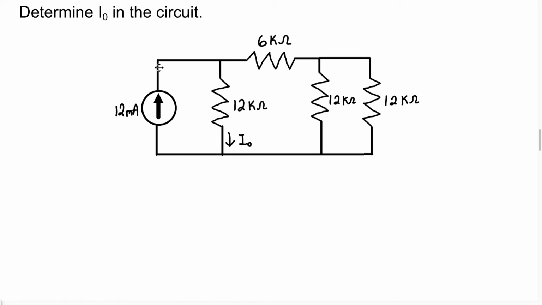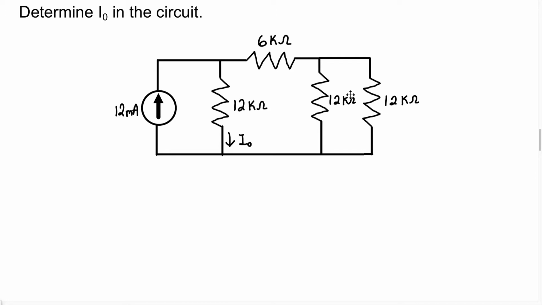Well, we know the current coming into this node right here is going to be 12 milliamps. And we know once the current enters this node, it's going to split. So it's going to come this way and it's going to go that way, right? Once it splits, these two resistors are actually going to be in parallel. We're going to have to find the equivalent resistance for this side of the circuit.